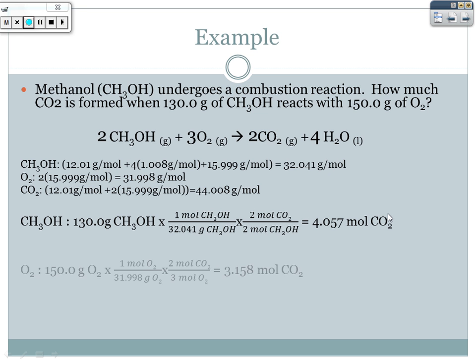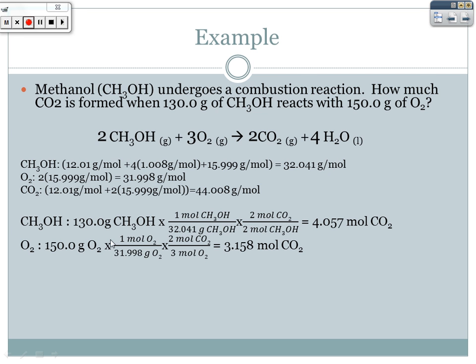Now if I do that for oxygen, I start out with 150 grams of oxygen, multiply that by the molecular weight of oxygen, O2 gas, and then multiply that again by the mole-to-mole ratio. For every 3 moles of oxygen, we create 2 moles of carbon dioxide, and I make 3.158 moles of carbon dioxide. So here we can see that I make less carbon dioxide with the amount of oxygen that I have. So oxygen is going to be our limiting reagent. I'm going to take the smallest number of moles of carbon dioxide, multiply it by its molecular weight to get 139.0 grams of carbon dioxide. So that's the most carbon dioxide I can make.